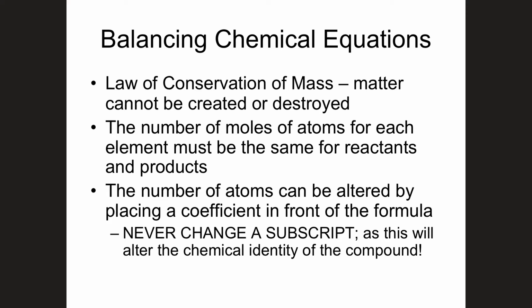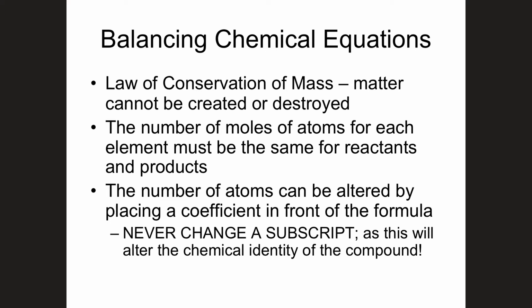We balance chemical equations to abide by the law of conservation of mass, which says matter cannot be created or destroyed. When we balance chemical equations, we're assuring that the number of moles of atoms for each element must be the same for products and reactants. Now, you don't know exactly what a mole is yet, but think of a mole as a unit of measure of atoms. Think of it like cups or grams or pints or things like that, right? So we're going to make sure that we have the same number of atoms and type on the reactant side as we do for the product side.